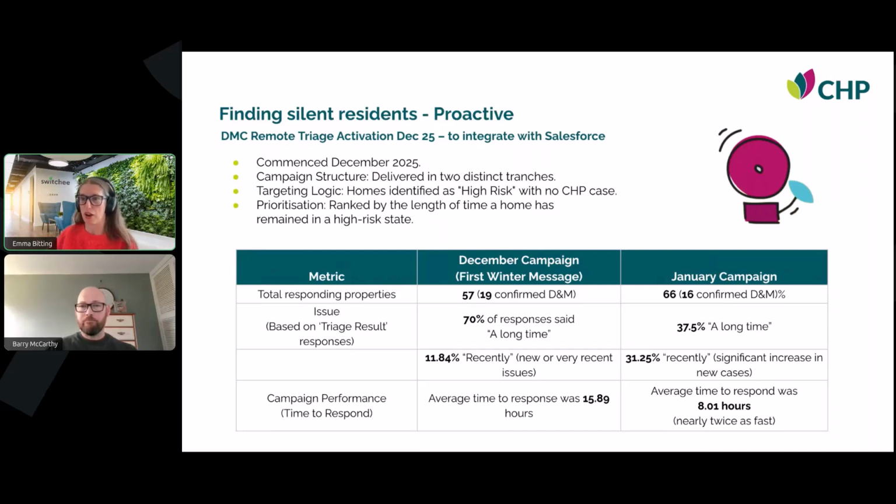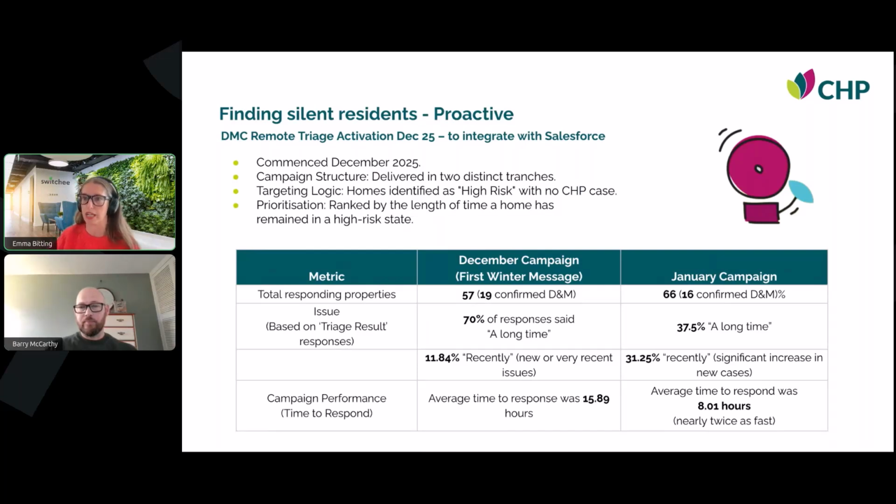We knew that it was a high risk. We knew there was something going on in the home, but the resident just hadn't confirmed that. It was interesting that the resident didn't confirm damp and mould, but when we asked very specific questions via the Switchee on whether or not their ventilation was working, or they had a ventilation system in their kitchen or bathroom, they came back and said no, they didn't. They responded to that question because it was very matter of fact, yes or no.